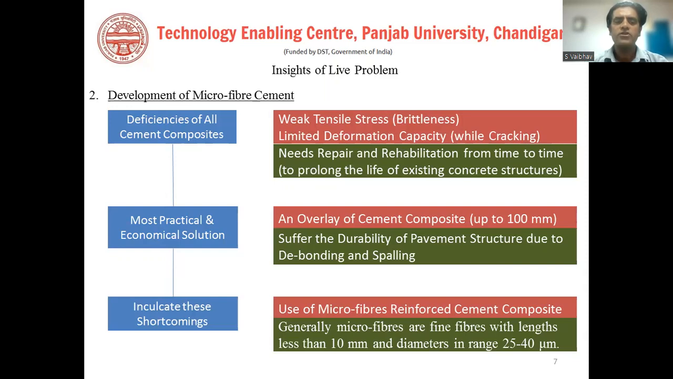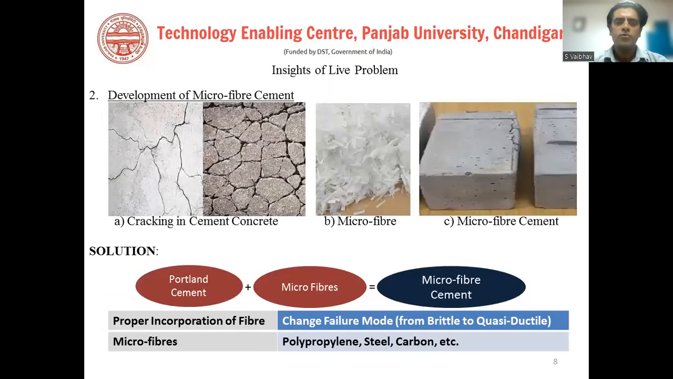So for overcoming these shortcomings, the use of microfiber reinforced cement composite is suggested, where the microfibers used have a length of less than 10 mm and diameters in the range of 25 to 40 micrometer. So microfibers are added to the Portland cement so as to become a microfiber cement. These microfibers could be polypropylene, steel, carbon, or any other. With proper incorporation of these fibers, they can change the failure mode from brittle to quasi-ductile.